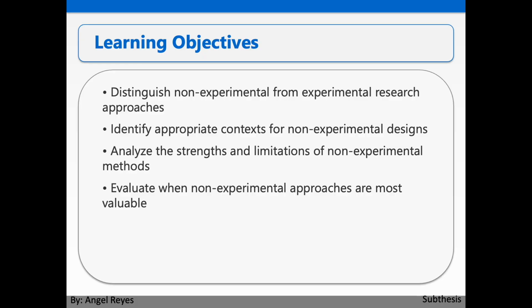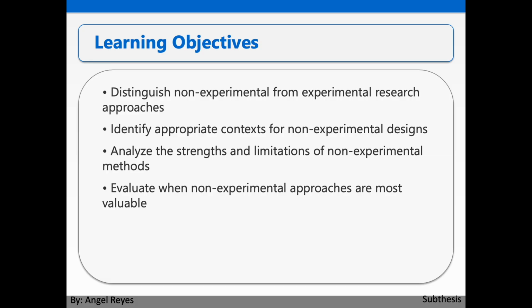Let's start by clarifying what we're going to accomplish in the next few minutes. First, we'll distinguish non-experimental from experimental research approaches. This isn't just about what each method does, but about understanding their fundamentally different purposes and strengths. Second, we'll identify appropriate contexts for non-experimental designs. This is crucial because choosing the wrong research approach can waste time, resources, and potentially lead to invalid conclusions.